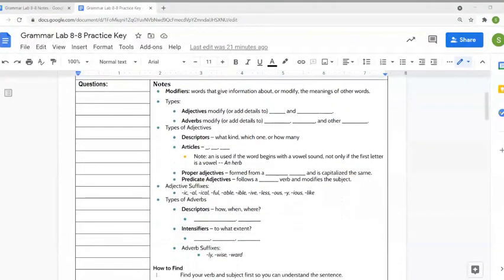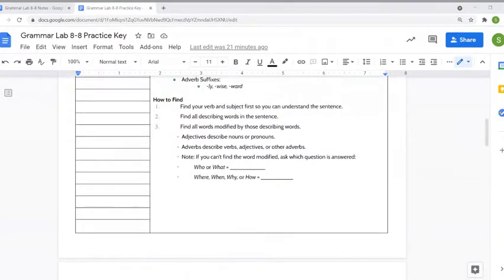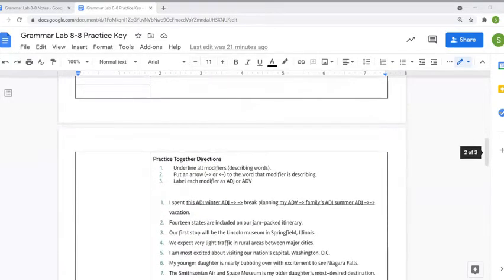All right, now's our time to go ahead and take a look at adjectives and adverbs in our practice. Remember our steps: we're going to find the subject and verb so we can understand the sentence, find all the describing words, then find the words that are modified by those describing words. Then and only then are we going to worry about labeling adjective and adverb. So let's do those steps in order.